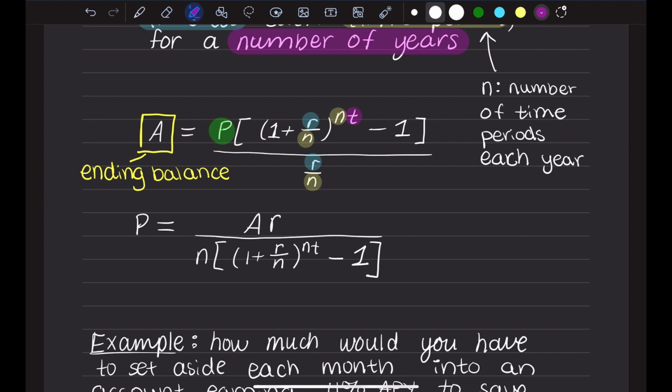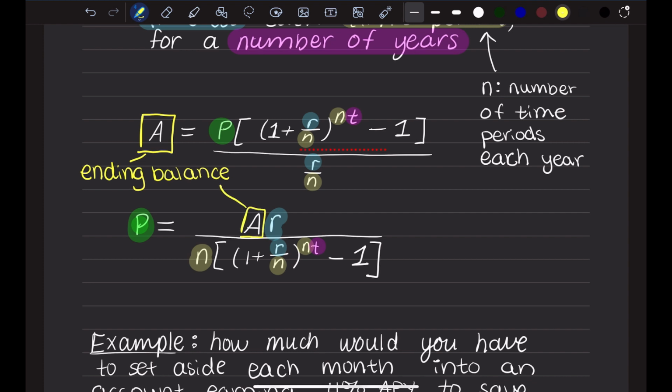If we look at the way that it's written, the amount that we put aside each month, P, is equal to A, which is our goal ending balance, times R. Sorry, I'm trying to get the color coding right. R is right here. And then we have our time periods as N again, and then we have our number of years right there. And again, this A is our ending balance.